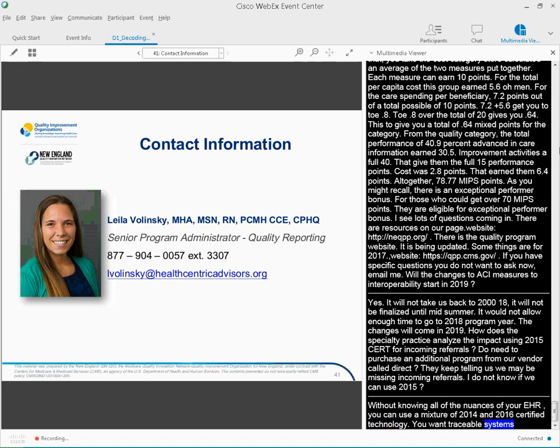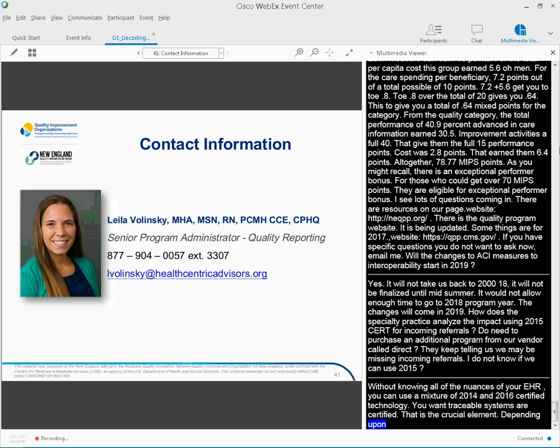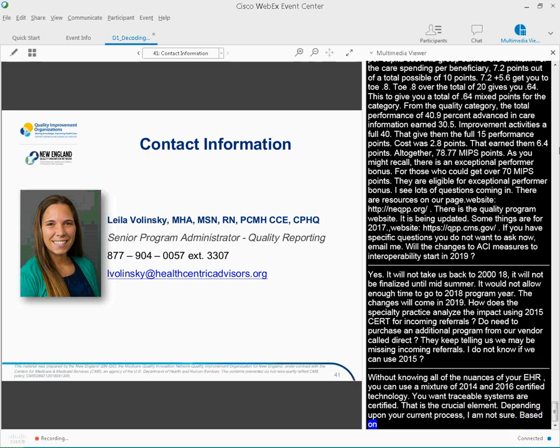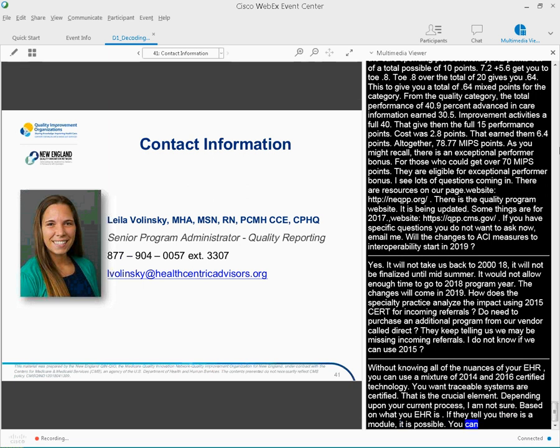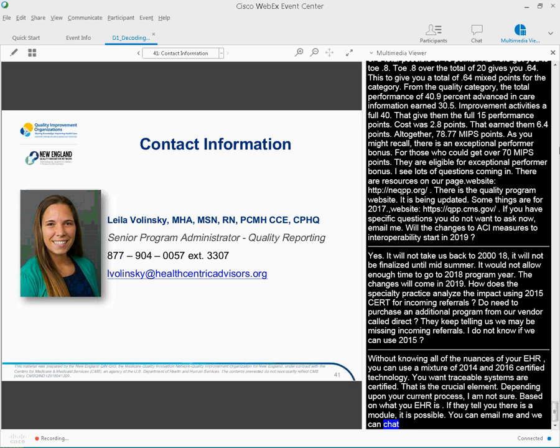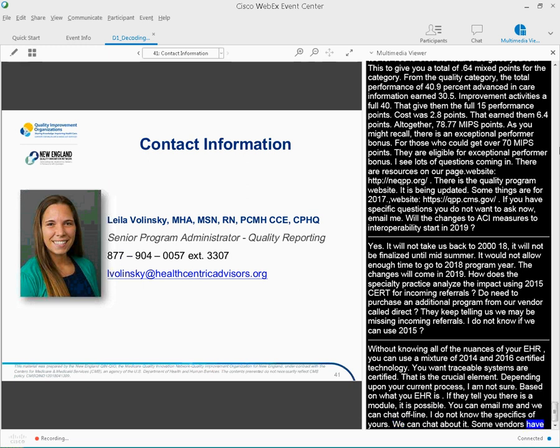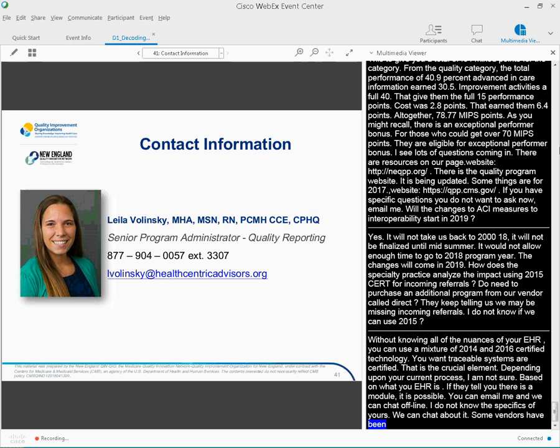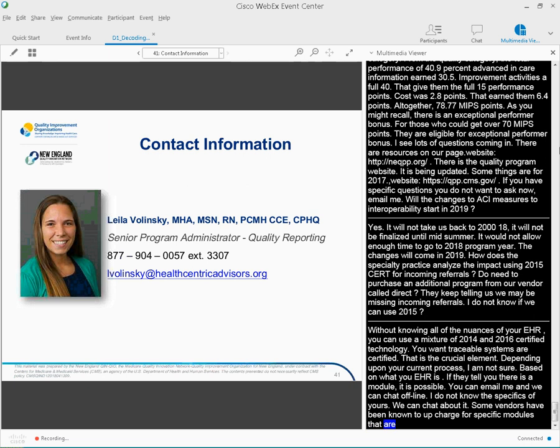Depending on what your current process is, I'm not sure based on what your EHR is, but if your vendor's saying that you're missing incoming referrals and that there's a module, that's entirely possible. If you want to give me an email, we can chat about it offline. I don't know your specifics, so I can't specifically comment on those, but we could definitely chat about it and see. I will say that some vendors have been known to upcharge for specific modules that are required to do some of the features needed to successfully report. So just keep that in mind, but I'm happy to talk to you offline about it. I think this is probably a very specific example.